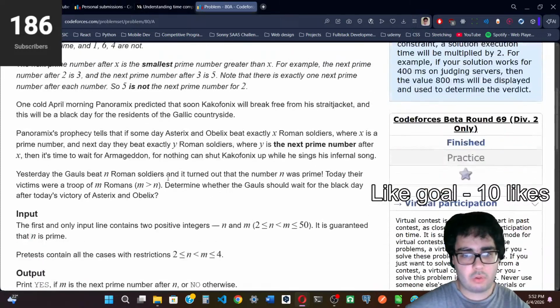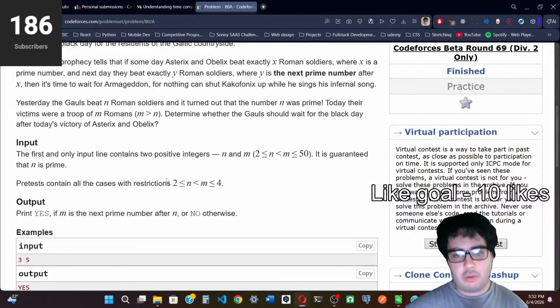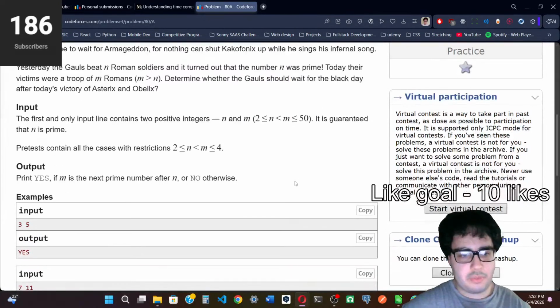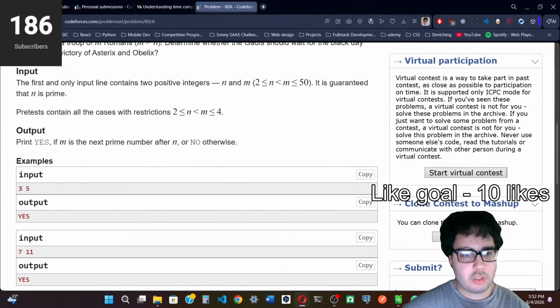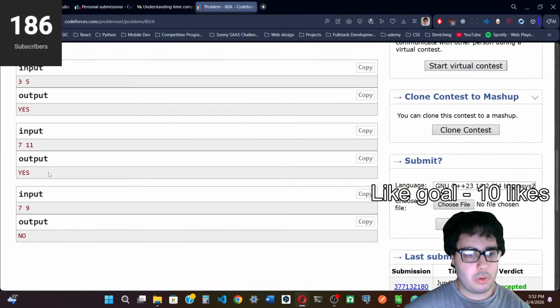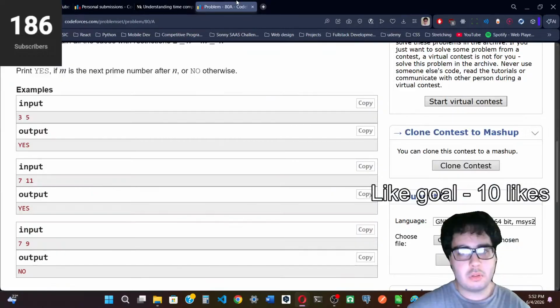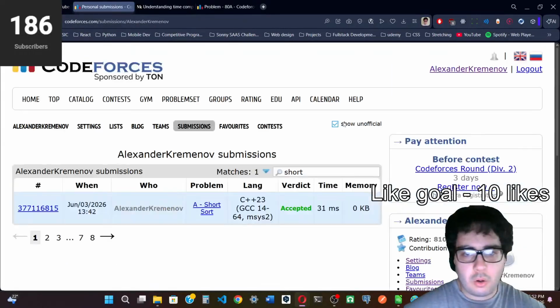So guys, in order to solve this, you need to know how to generate prime numbers in a range. So right here the range is pretty small. It's only from 2 to 50. So what I have done is I have generated all the prime numbers from 2 to 50, and then I have checked if M is the next prime number in the array after N. Okay, so let me open up the code right here.